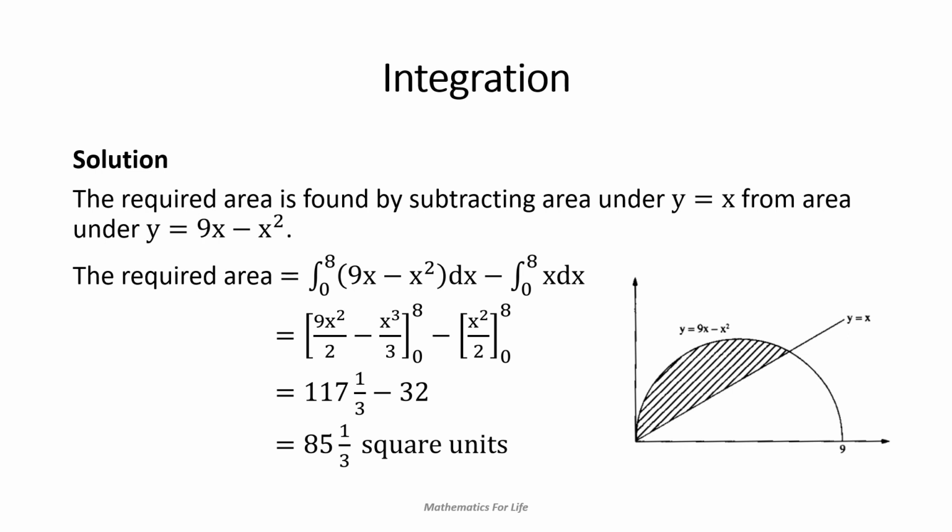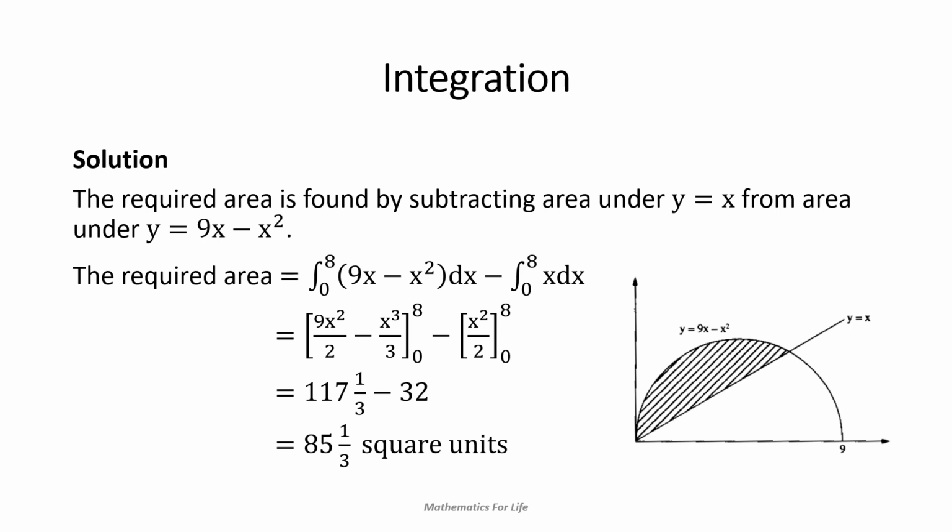Now, the required area is found by subtracting the area under y equals x from the area under y equals 9x minus x squared. Remember, when you integrate the curve y equals 9x minus x squared between the limits x equals 0 and x equals 8, it gives you the area between that curve and the x-axis. And when you integrate the line y equals x for the limits x equals 0 and x equals 8, it gives you the area below that line and the x-axis.